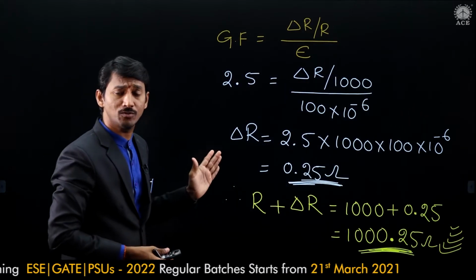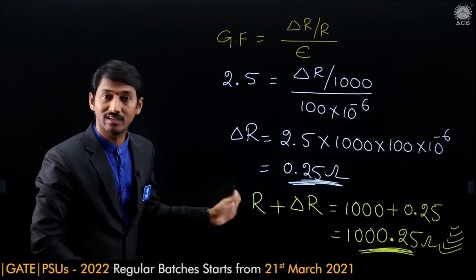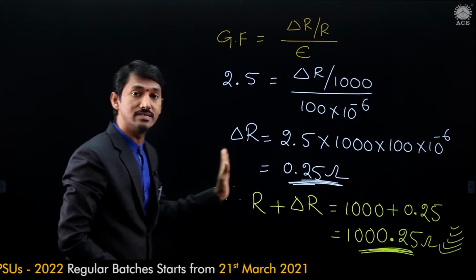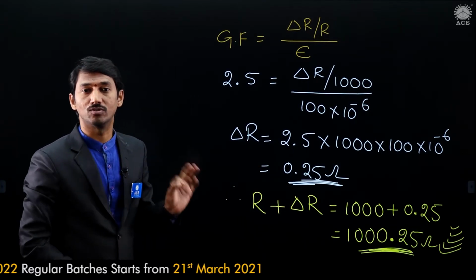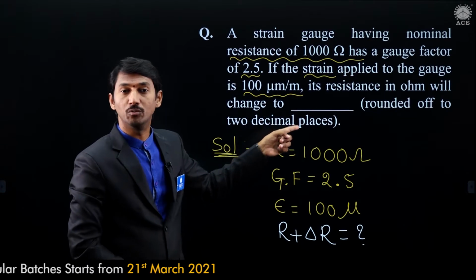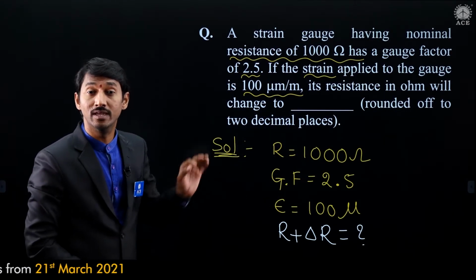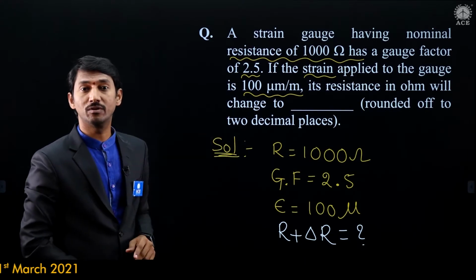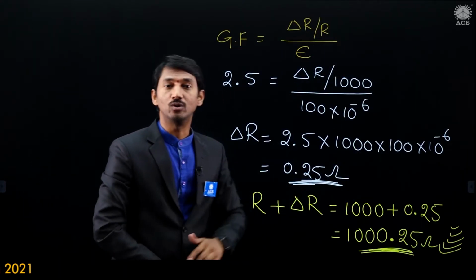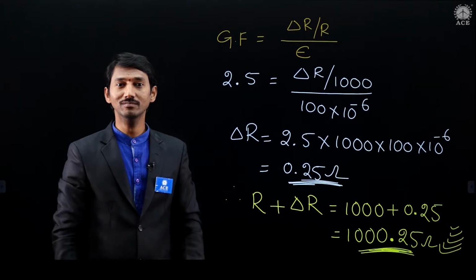Clear? Therefore, the answer here is not delta R, it is R plus delta R. So be clear with the question. In numerical answer type questions, you don't have any chance for verification with the options. That's why be clear in this type of question. That is 1000.25 ohms. Clear?